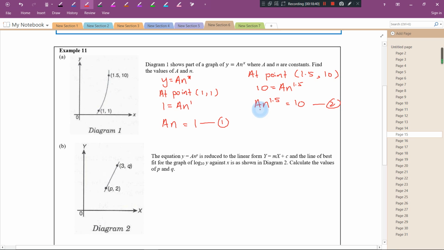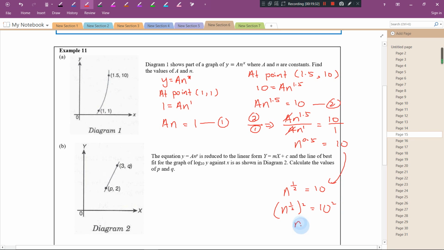So now I want to get rid of one of the variables first in order to get the value of the other variable. How about I take the second equation divided by the first equation. a n raised to the power 1.5 divided by a n raised to the power 1 is equal to 10 divided by 1. So the a will cancel out, and here I will get n raised to the power of 1.5 minus 1, you get 0.5, which is equal to 10. So n raised to the power of 0.5, which is n raised to the power 1 over 2, is equal to 10. So now I square both sides. So n is equal to 100. Okay, so this is the value of n.